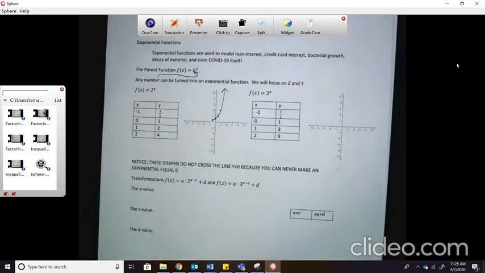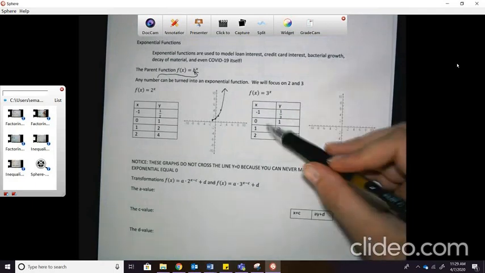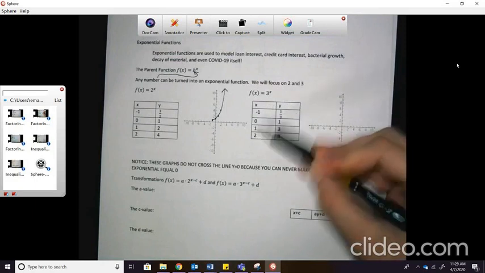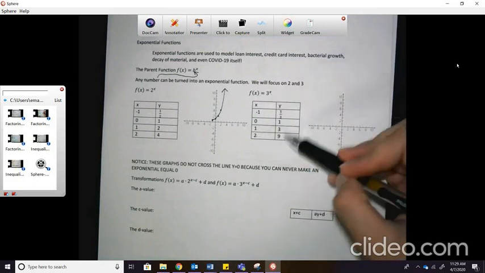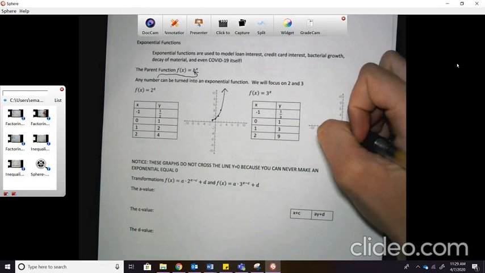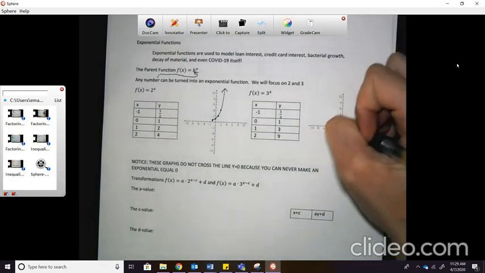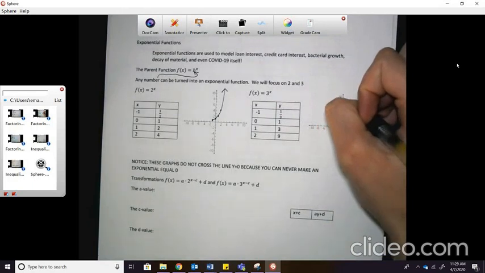For 3 to the x, it's the same thing, we just have different points. Negative 1 is going to be 1/3. 3 to the 0 power is 1, 3 to the first power is 3, 3 squared is 9. So it is the same model here. It's just this model actually grows even faster.